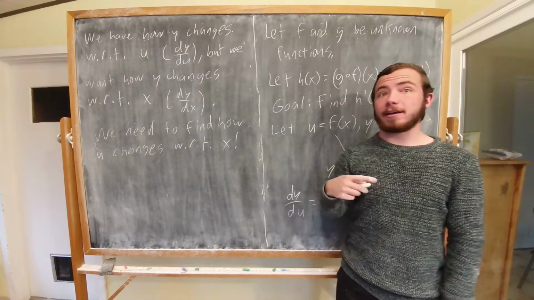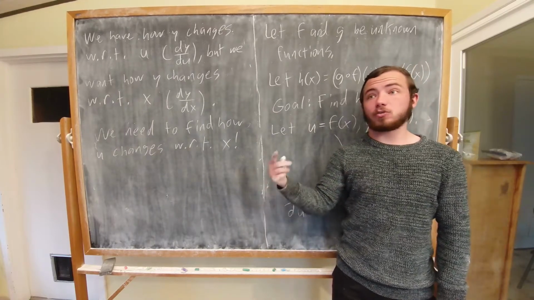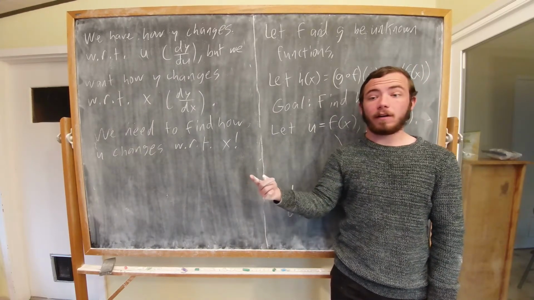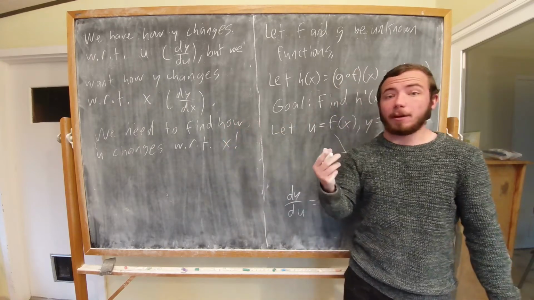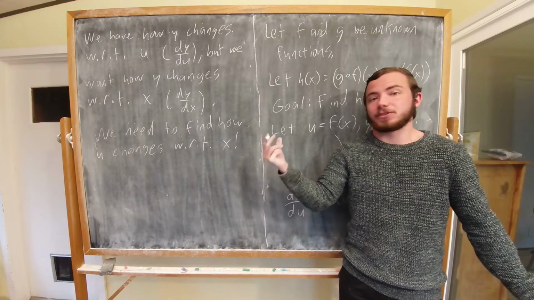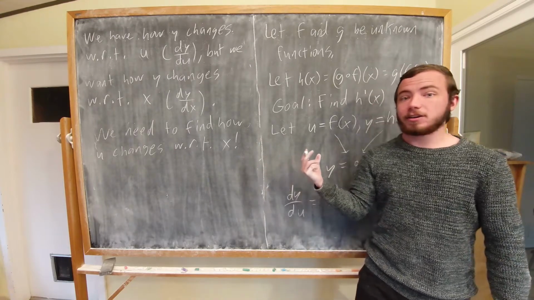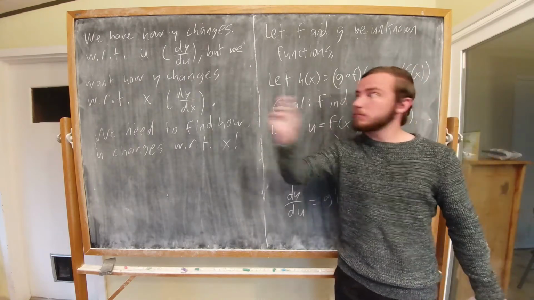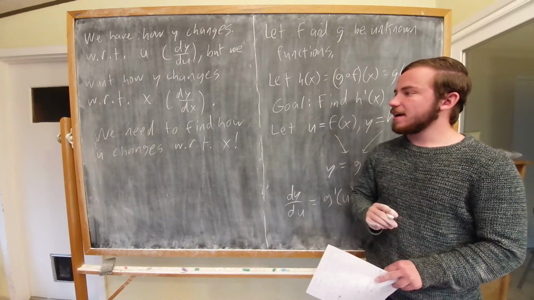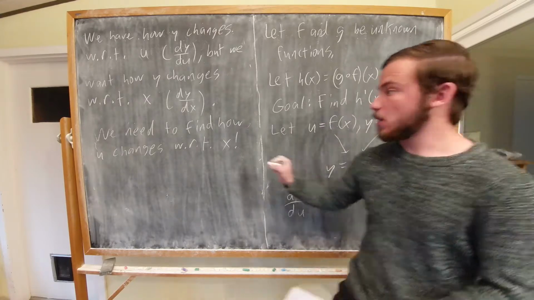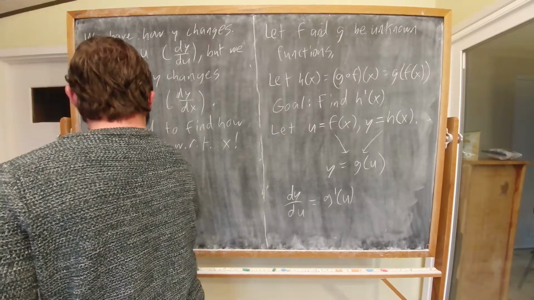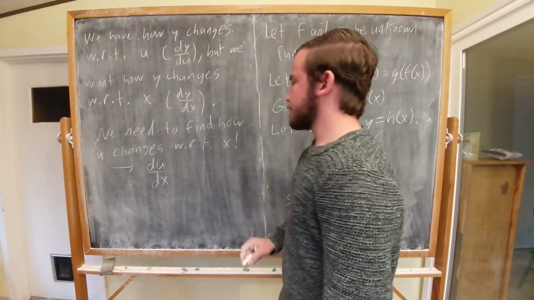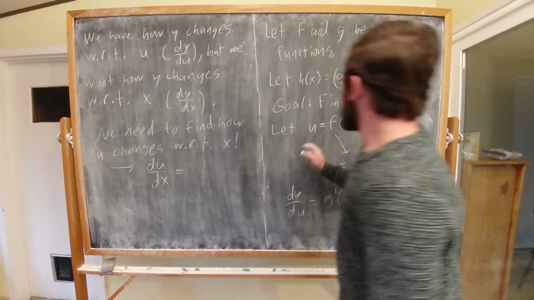If I say Bob is running twice as fast as Carl, and then Sally is running twice as fast as Bob, and you ask how many times faster is Sally running than Carl, you'd say 4 times, right? Just multiplies together. That's our clue for how to deal with this, right? We want du dx. But what is du dx?